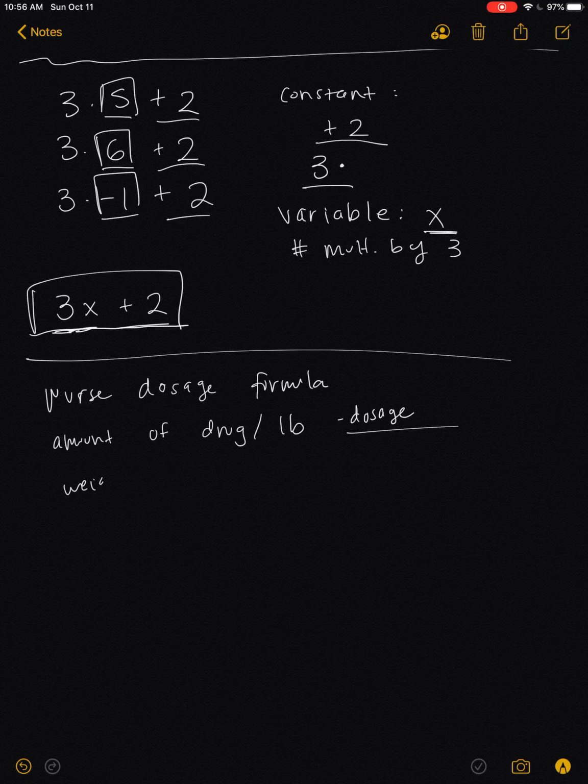But what might change would be the weight of the patient, right? So this is the variable. And so the nurse would take all of this information on the patient, plug it into their formula chart so that they can apply the proper dose of whatever drug they need to give to their patient when they're in the hospital, right? Or even just when you get a prescription, things like that.